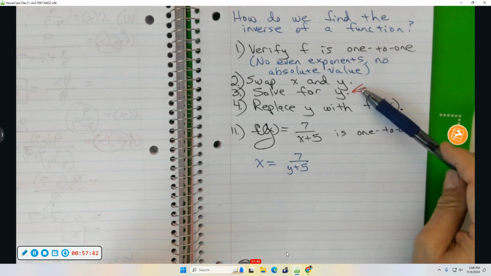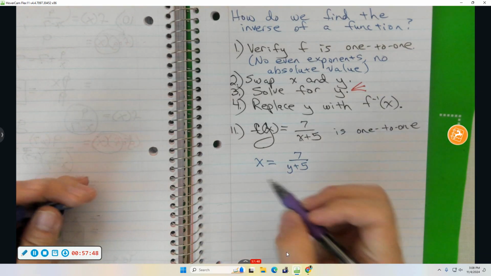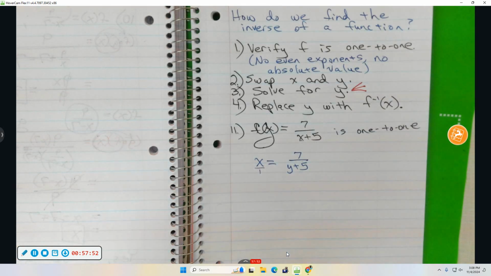The third step is solve for y. Well, I think I'll think of this x as an x over 1. Does that give you a hint about what I'm about to do? I need to get y by itself on one side of the equation. What do you think I'm going to do? I've got to get that y out of the denominator. What do you think I'll do?